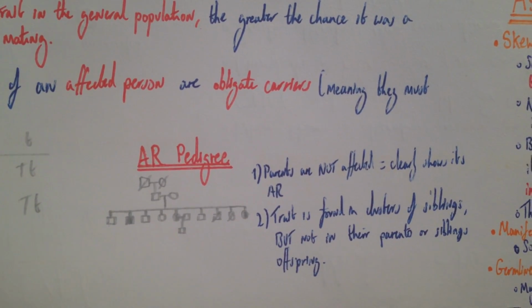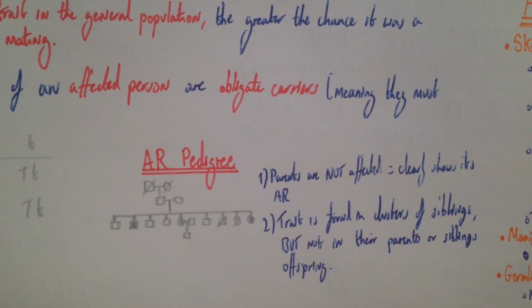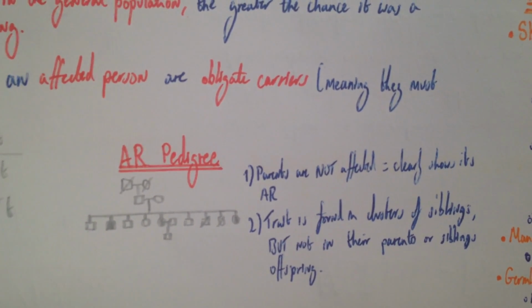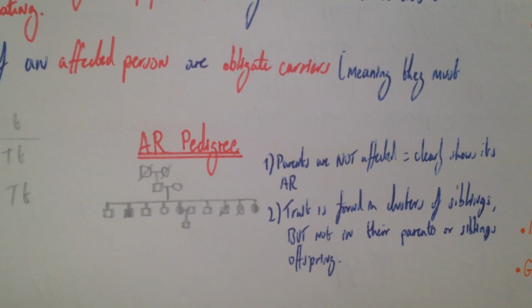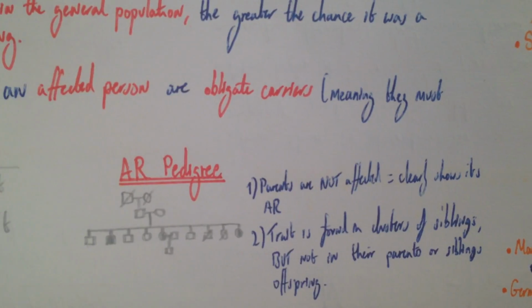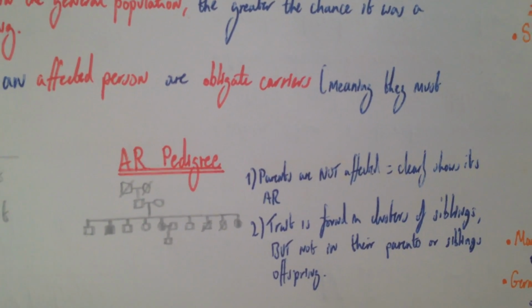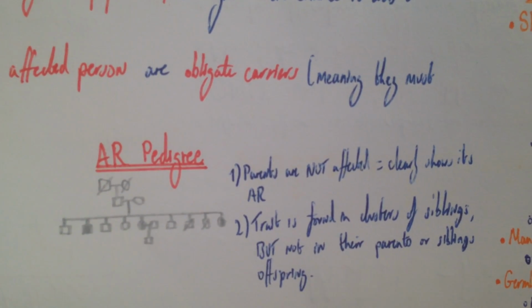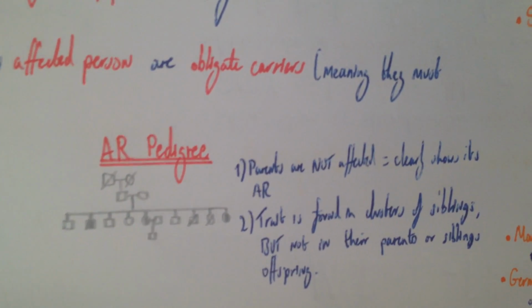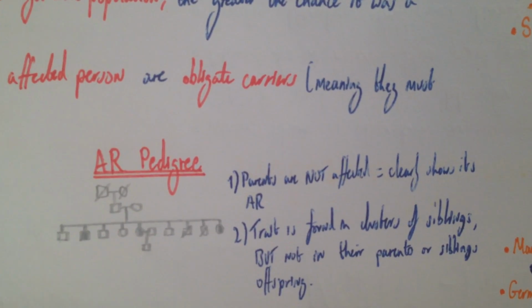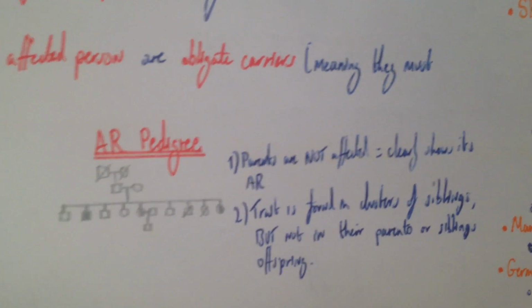The parents are not affected, which clearly shows it's an autosomal recessive condition. So that's the first thing we're looking for. Are the parents affected? If they're not, then we know it's an autosomal recessive condition, immediately. However, the parents can still be affected, and it can still be an autosomal recessive condition. Let's not get that wrong. Nevertheless, the trait is found in clusters of siblings, but not in their parents or in their siblings' offspring, and that's generally what happens. Okay.